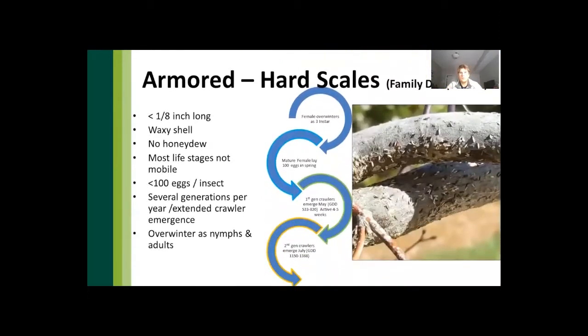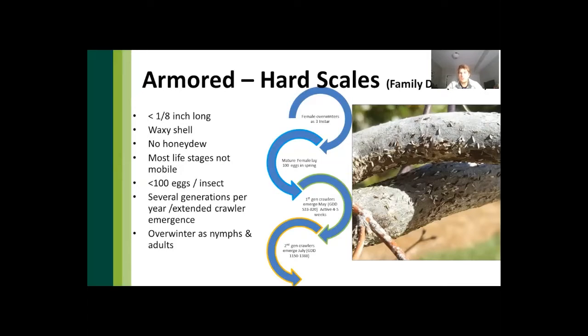Counter that to armored scales. Typically, armored scales are much smaller. You can see kind of here on this photo how small they are versus the large armored scales like Lecanium scale. And the females are going to overwinter in their 3rd instar. And then the matures will lay about 100 eggs in the spring, and this can depend upon the scale as well. And then the 1st generation crawlers will emerge typically much earlier in the growing season. And then they're going to be active for about 4 to 5 weeks when you'll then have your 2nd generation. And it's going to vary depending on which scale you're looking at.